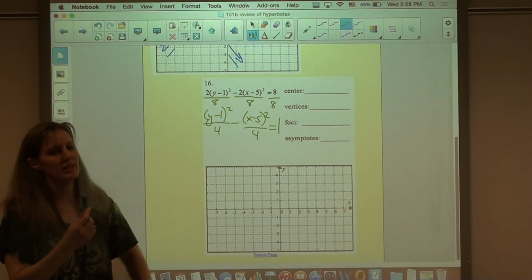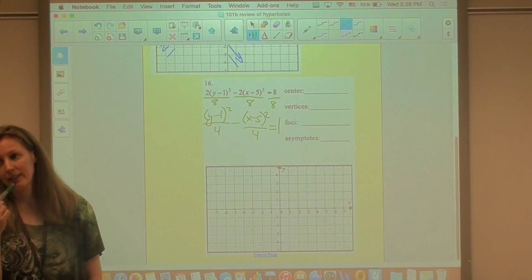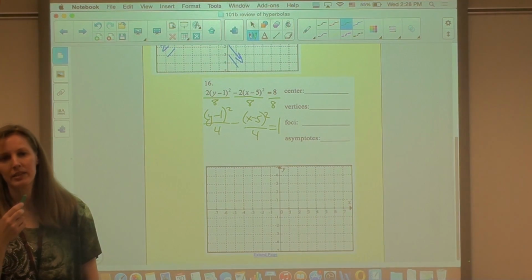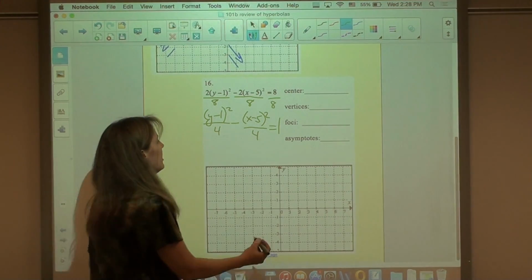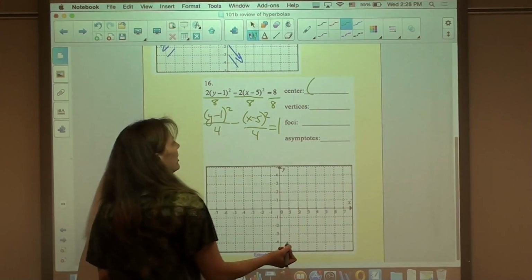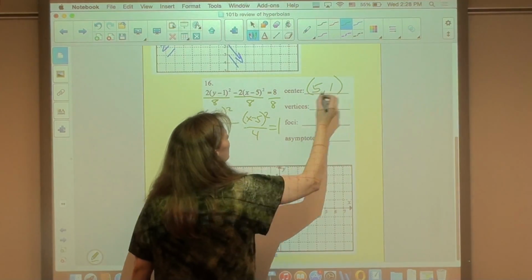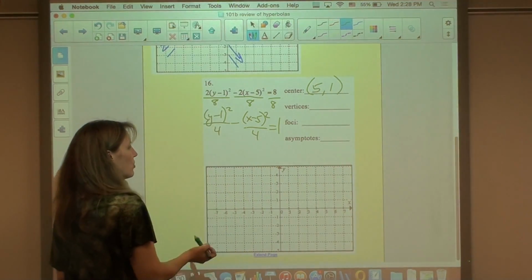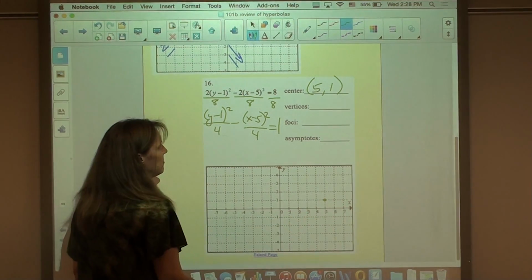Same number below the x's and the y's, does that make it not hyperbolic? Nope. Still a hyperbola, right? It's not like an ellipse where it becomes a circle, it's still a hyperbola. All right, so our center is where? 5, 1. Make sure you put the x first. Don't get tripped up that they wrote the y first, right? Okay, so our center is actually over here at 5, 1.